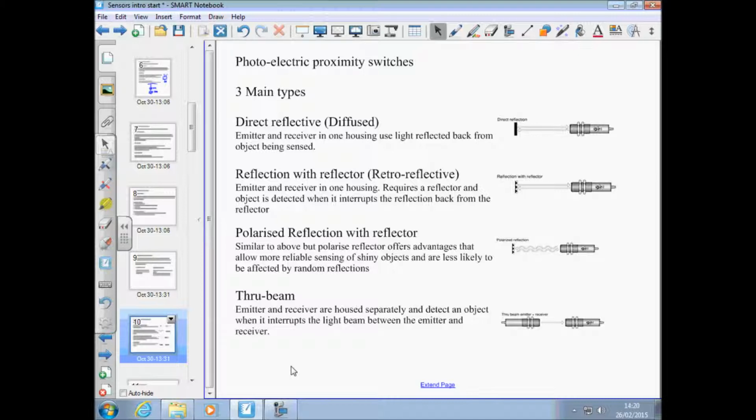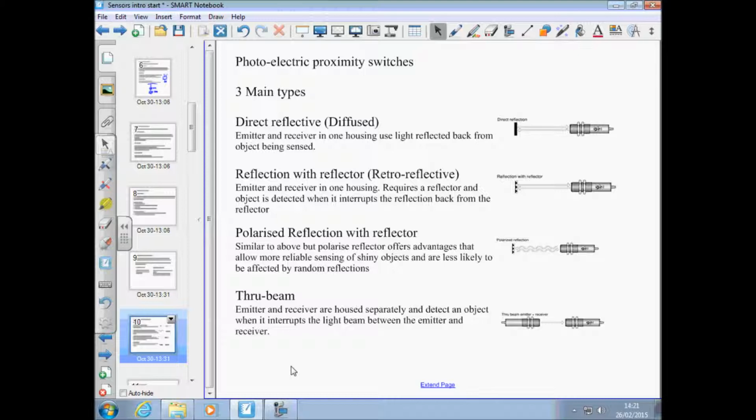Then you can have reflection with a reflector, called retroreflective types. Again, emitter and receiver in one housing. Requires a reflector. The object interrupts the beam, so the beam is normally going out to the reflector and coming back, and the object intervenes between the reflector and the sensor and trips the output. Again, it's an on or off situation.